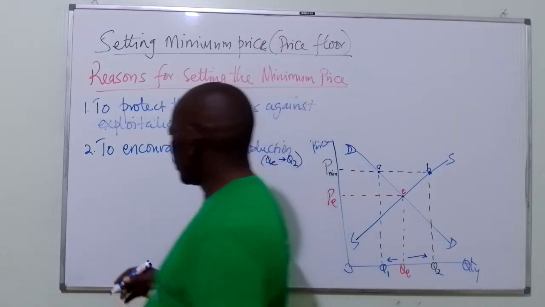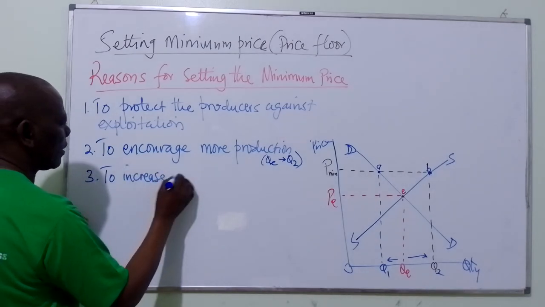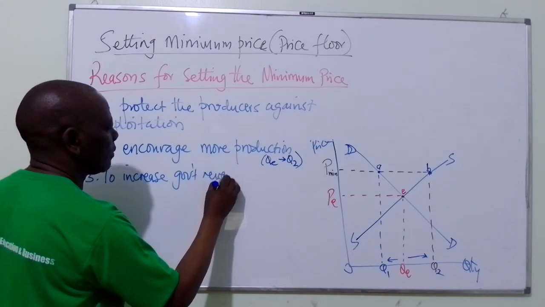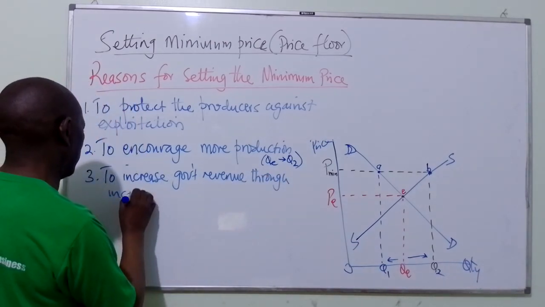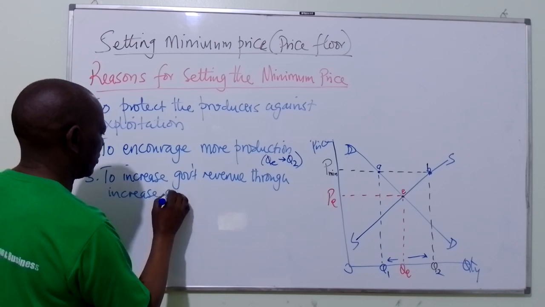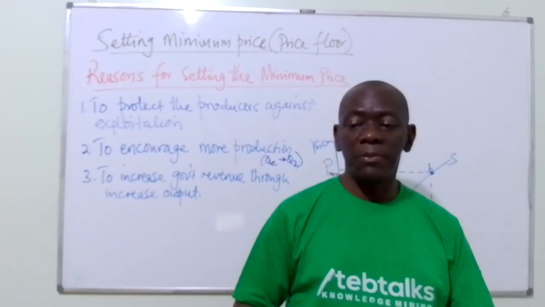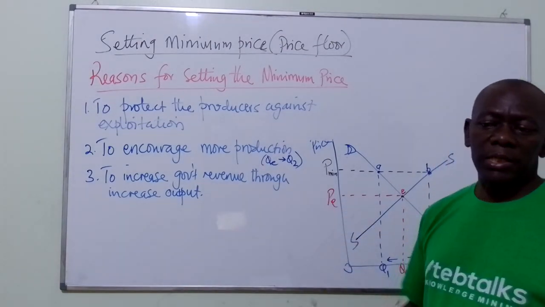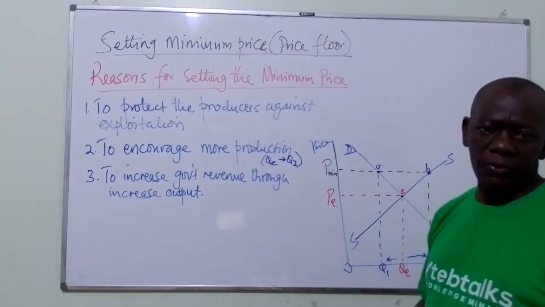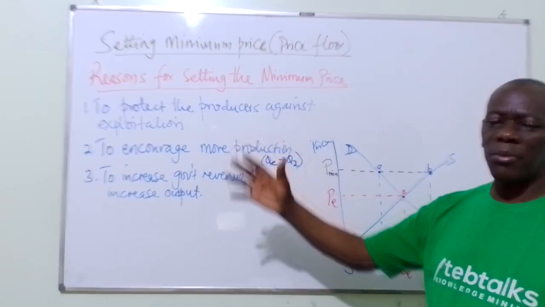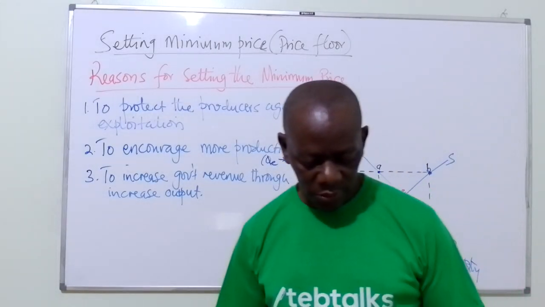Then also to increase government revenue through increase in the output. Now they have produced more. So if you are charging sales tax, or any tax that you are charging, you are now charging it on an increased amount of commodities, especially the indirect taxes. Now you have more commodities to tax because producers have increased their production. So government revenue increases through that.